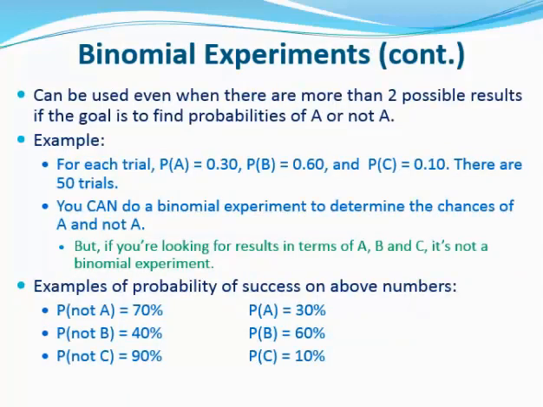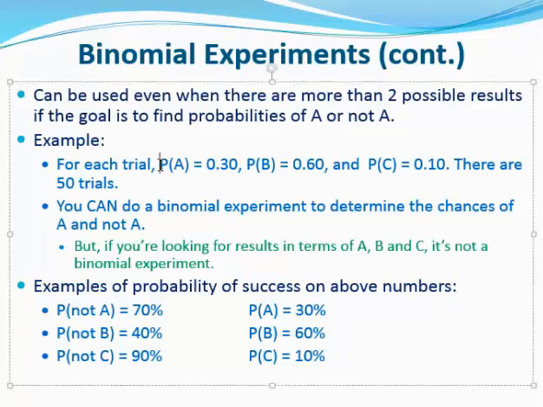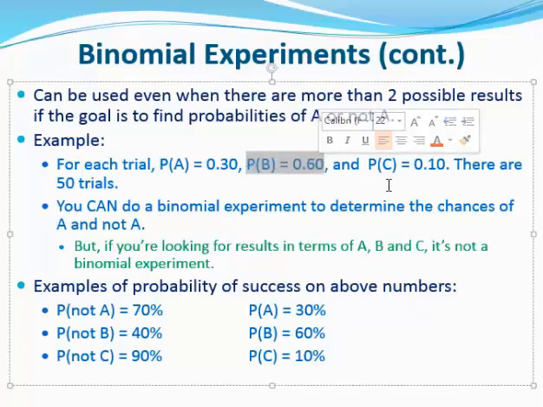it is not considered a binomial experiment. But as I mentioned before, it can be used even when there are more than 2 possible results, such as in the case of rolling a die, as long as the probabilities are either A or not A. For example, if you have a trial and the probability of A happening, whatever A happens to be, is 30%, 0.3. The probability of B happening is 60%, or 0.6.